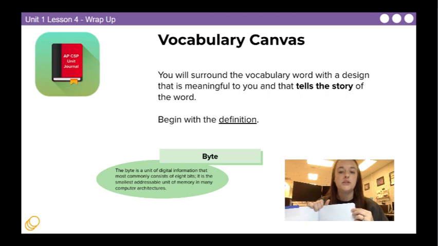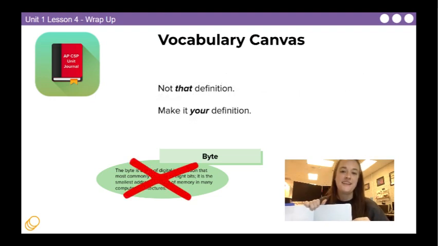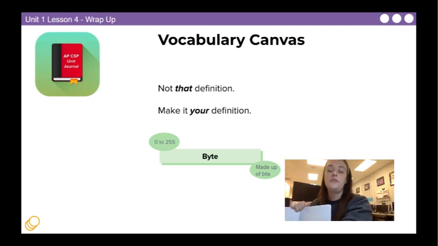Okay, that's a nice big definition for what I said earlier, which was 8 bits. Okay, we're not using that. We don't want that definition, we want your definition, because if you use that definition, you're less likely to actually remember it. So give the word byte a definition of your own that helps you remember what a byte is. All right, these are some options. 0 to 255, made up of bits. You could also use 8 bits. Those are all options.